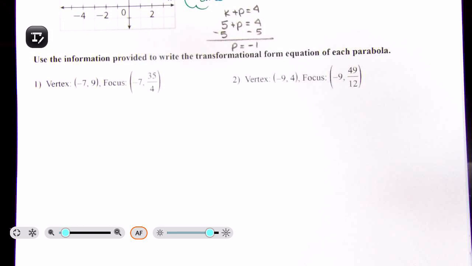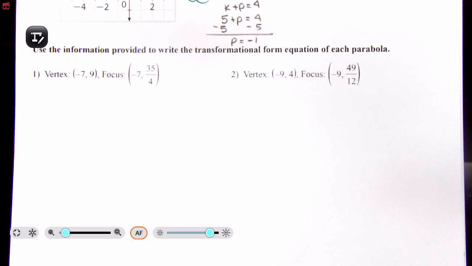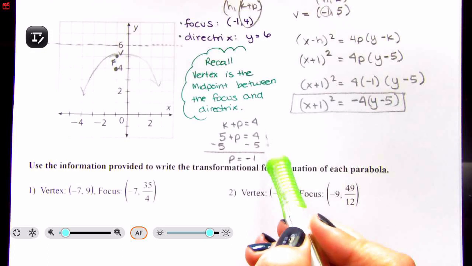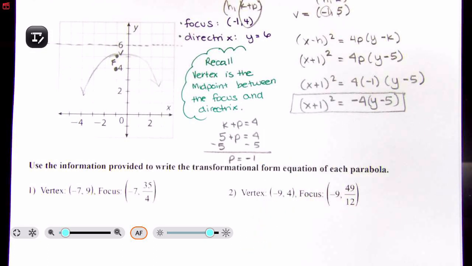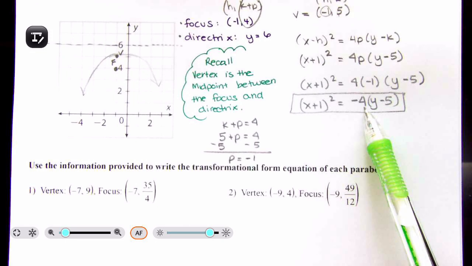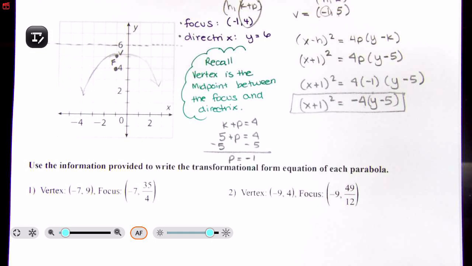All right, so let's move on here. We have our focus, we have our vertex. Notice on these examples, they do not give us the directrix, and that's okay. Something about this example I want to point out is it should make sense. For example, it is facing downward, so we should have a negative p value, which we do. So if your sketch doesn't match your p value, make sure that's an alert you have in your head.